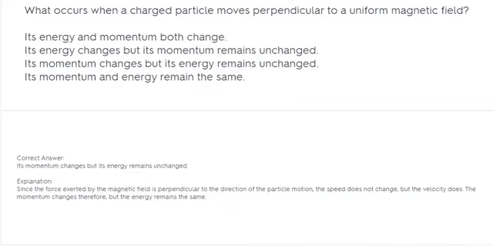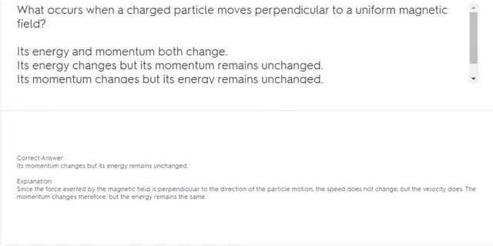What occurs when a charged particle moves perpendicular to a uniform magnetic field? Its energy and momentum both change. Its energy changes but its momentum remains unchanged. Its momentum changes but its energy remains unchanged. Its momentum and energy remain the same.